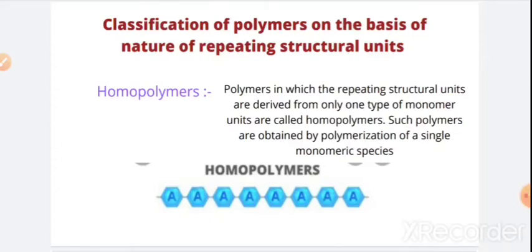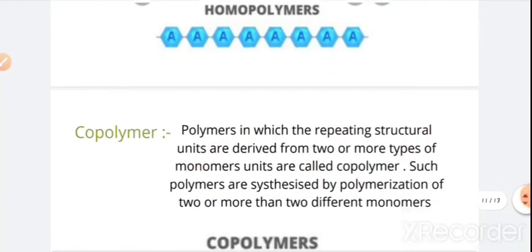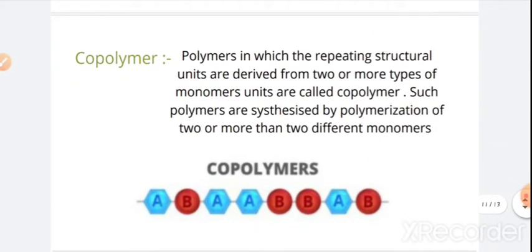In the diagram itself, you can see that the homopolymer, all the molecules are linking together. They are linear polymer and they all are of same group. They all are from the same group or the same monomer unit, right? So they are homomers. Now the next one is copolymers, right? Polymers in which the repeating structural unit are derived from two or more types of monomer units are called copolymers. This is completely opposite of the homopolymers.